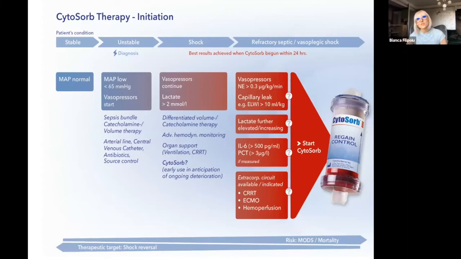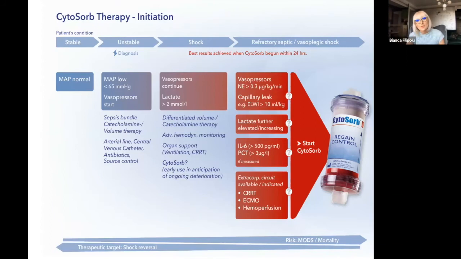But to be honest, the majority of the patients treated with Cytosorb are in the last category. So they have refractory septic or vasoplegic shock with high demand of catecholamines. For example, noradrenaline is more than 0.3 micrograms per kilo per minute. They have capillary leakage with an extravascular lung water index over 10 milliliters per kilo. Lactate is increasing and increasing. And if it's possible to measure IL-6 and it's above 500 picograms per milliliter, that's a bad sign, and you have to start Cytosorb treatment.